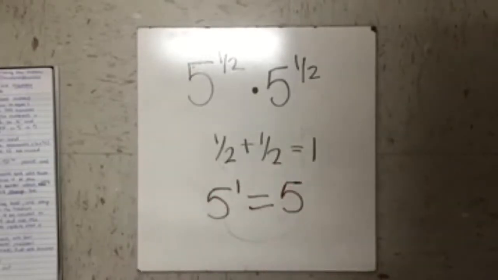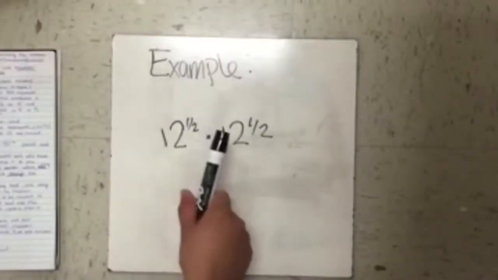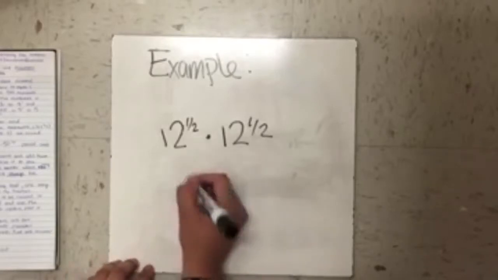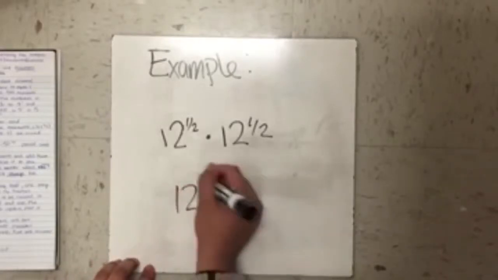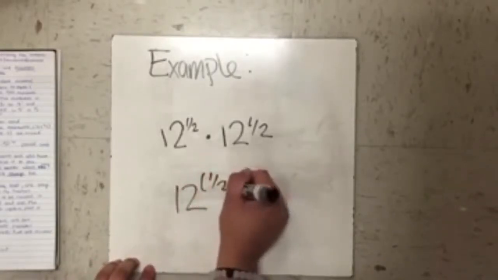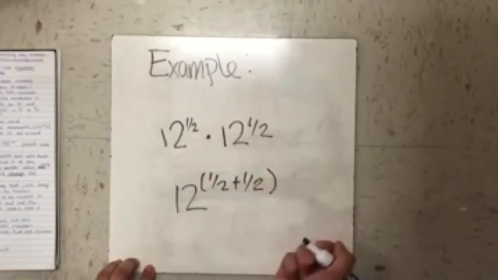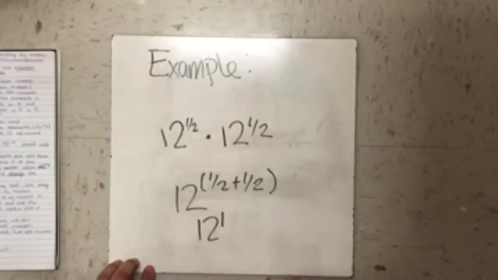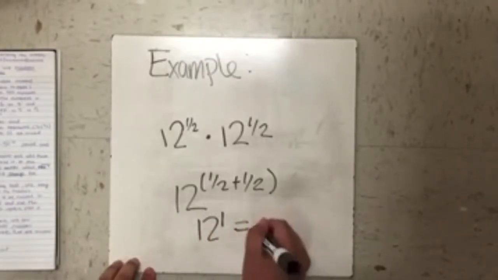So let's try again. We have 12 to the 1/2 power and 12 to the 1/2 power, and we can see that both the numbers and exponents are alike. So add the exponents, 1/2 plus 1/2, which equals 1. Use the 1 and have 12 be raised to the power of 1, so 12 to the first power is 12.